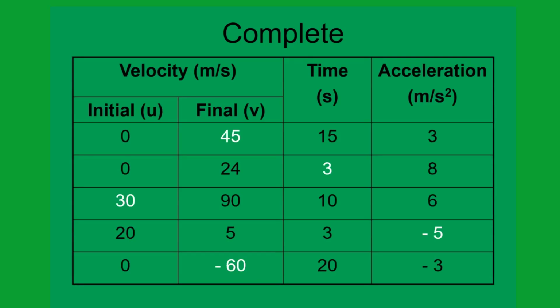Now complete the chart here. There is a mathematical problem. So we know the formula a equal to v minus u, final velocity minus initial velocity divided by time. So we can write also for time t equal to v minus u divided by a, and we can also write for final velocity v equal to u plus at. By using this formula we can solve this chart.